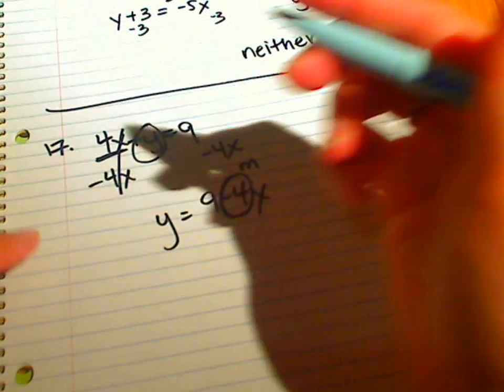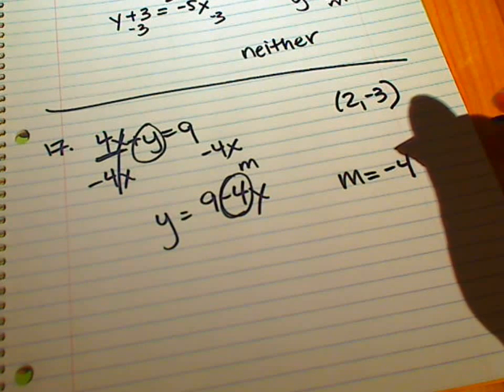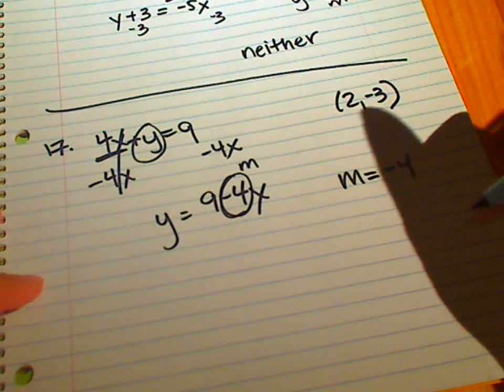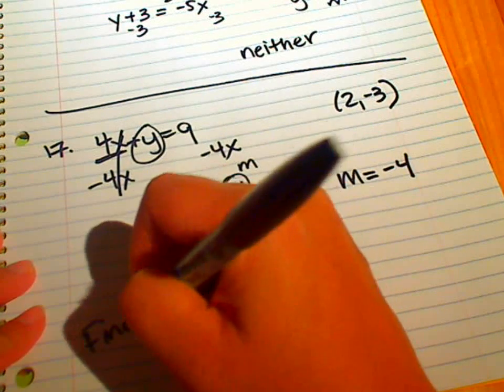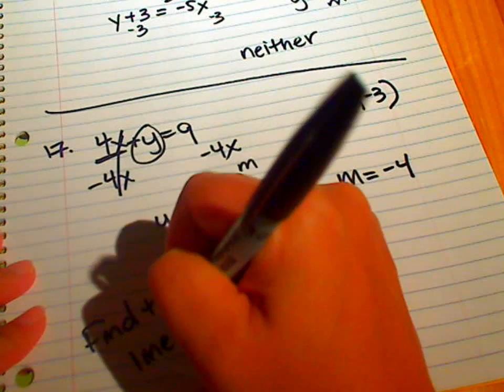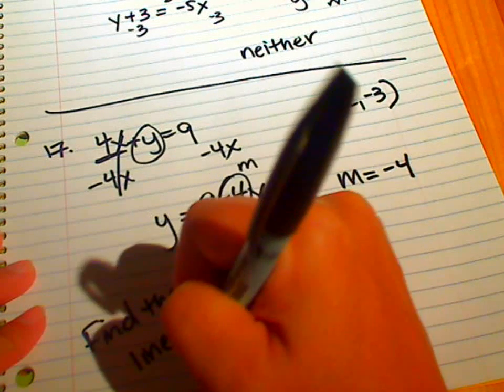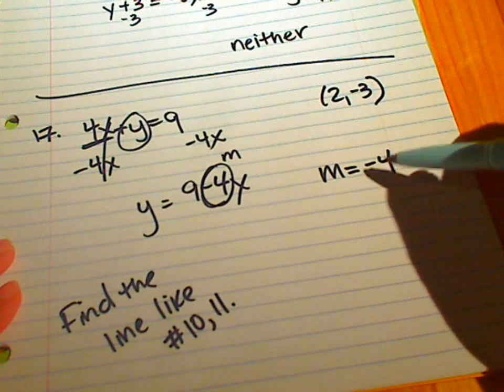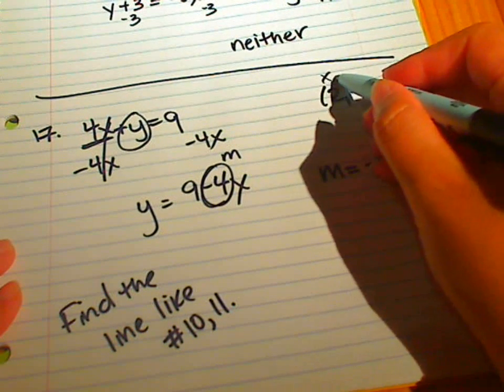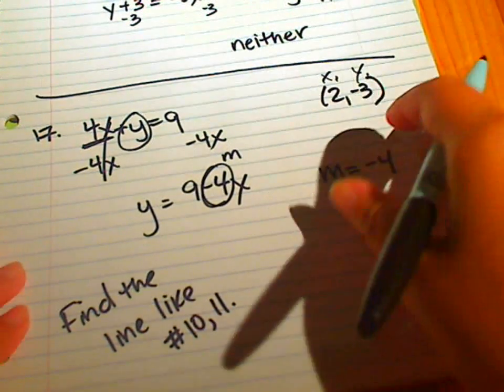Now you need to go back to numbers like 10 and 11 and go through this whole process to find the line. So that's your charge. Find the line like numbers 10 and 11. So plug in the m, plug in the x1, plug in the y1, do some distributing and solve it.